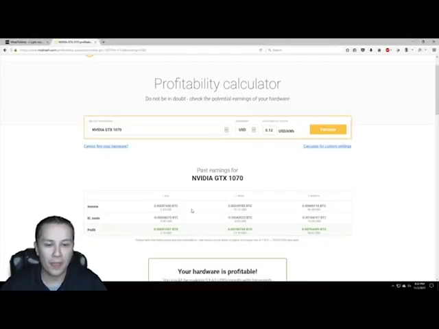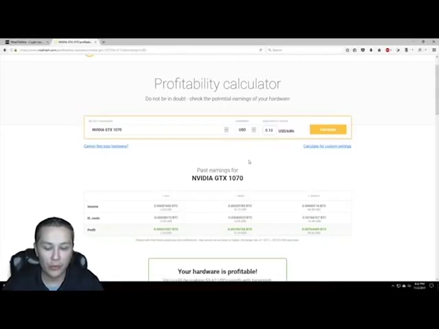So now we've looked at your daily earnings. Let's think about your daily expenses. Your daily expenses are going to be your electricity, your cooling, and possibly, if you're doing more than one rig, rental costs for maybe an office space or a colo location. So what I like to do is calculate my electricity costs myself.